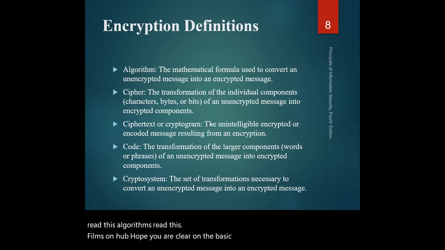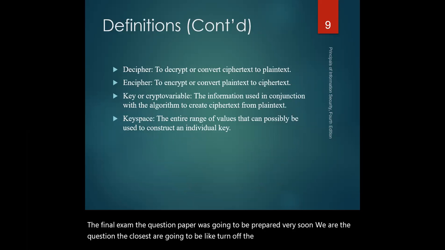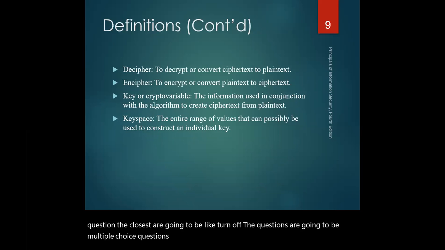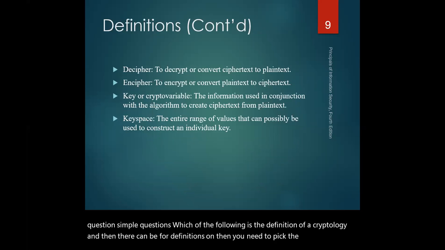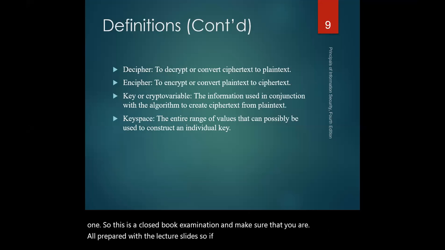Okay. The final exam question paper is going to be prepared very soon. 10 of the questions are going to be multiple choice questions. In the multiple choice questions, you can expect simple questions like which of the following is a definition of cryptology, and then there can be 4 definitions, and you need to pick the right one. This is a closed book examination, and make sure that you are prepared with the lecture slides. If you prepare all the lecture slides, you will get full score.